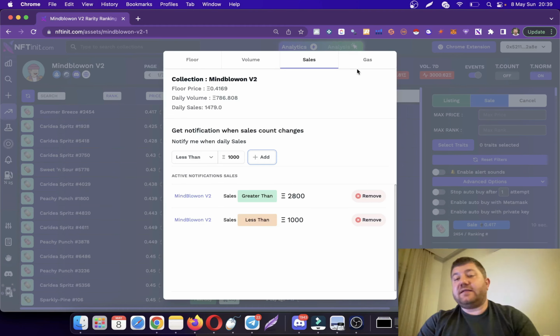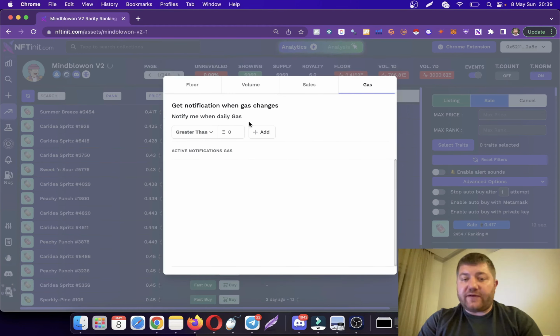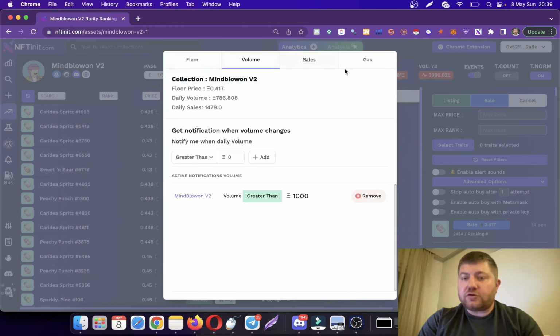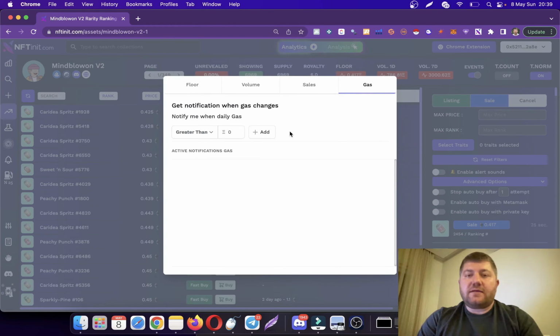And then finally, there is the gas. This is global, by the way. The others are collection bound. However, gas is global. The idea behind gas notification is maybe you want to make a purchase. However, you are not in a rush. So you only want to make the purchase when the gas price is below 30. So if you enter 30 here and say less than, the system is going to let you know when the gas price drops below 30.